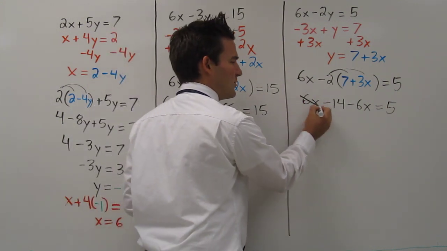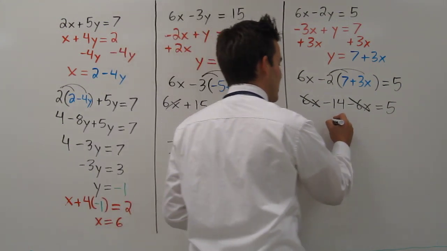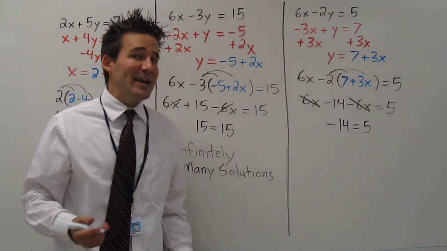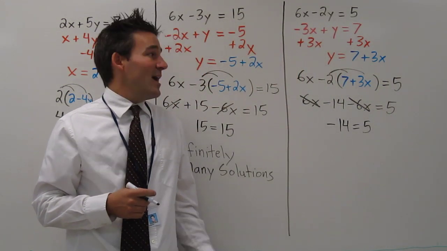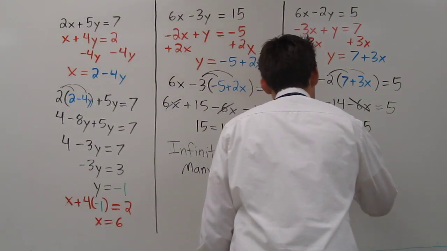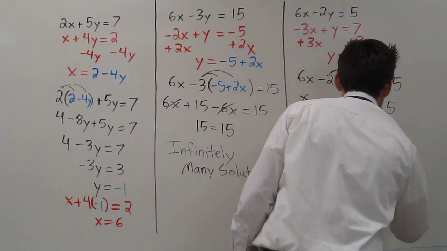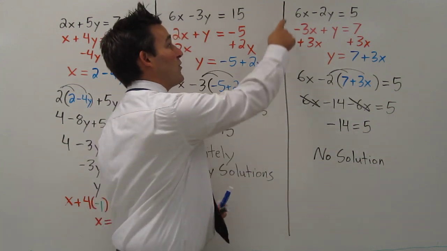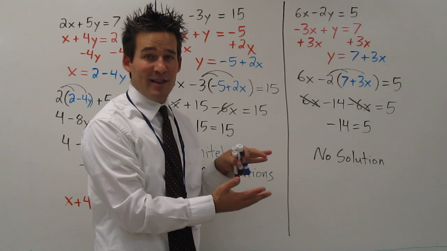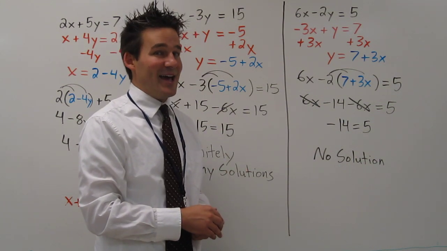Now, combining like terms, the 6x and the negative 6x cancel each other out. And we're left with negative 14 equals 5. Now, negative 14 never equals 5. And in this system of linear equations, we actually have no solution. We could confirm this by graphing these two linear equations. We would actually see that these two lines are parallel. They never intersect, and therefore the system of linear equations has no solution.